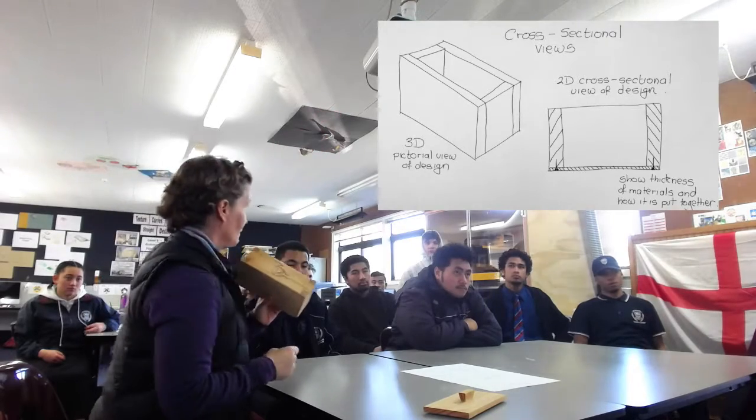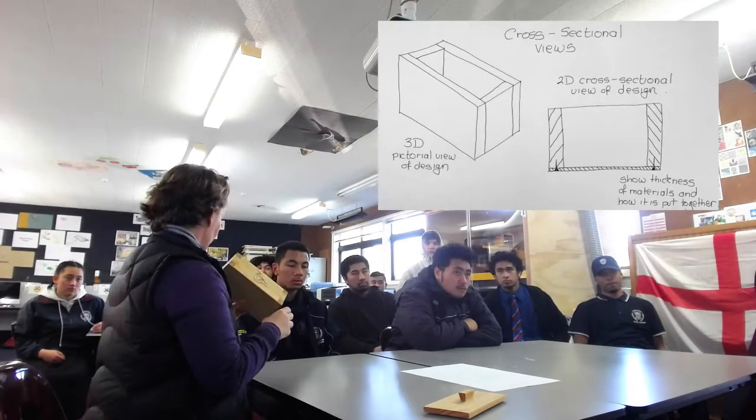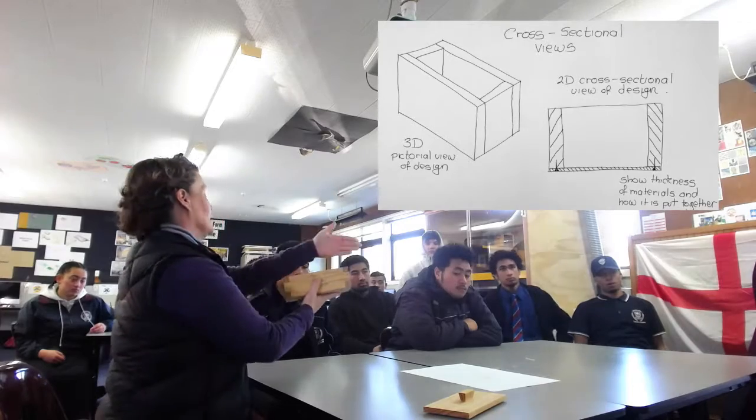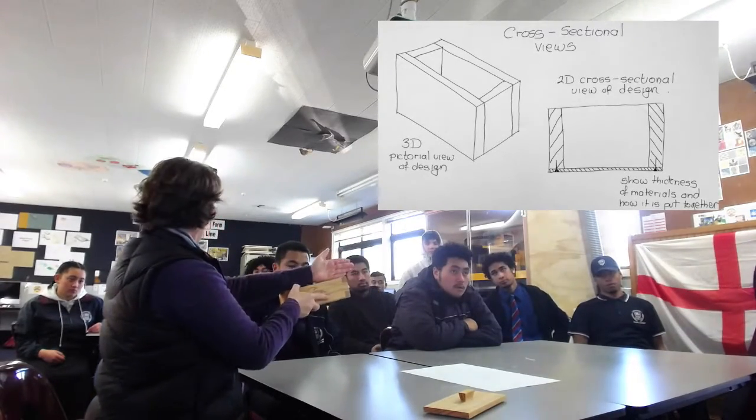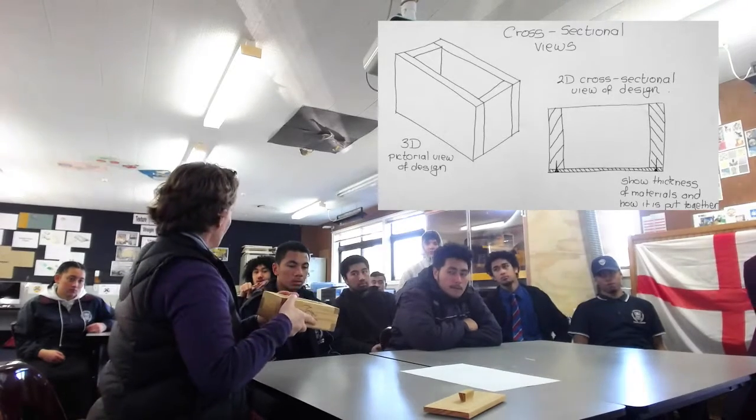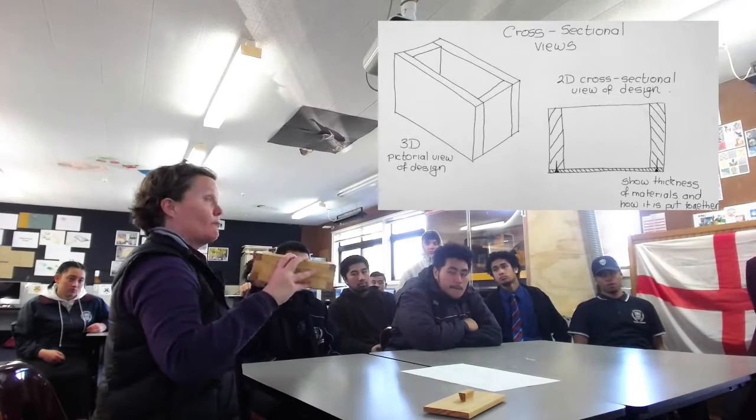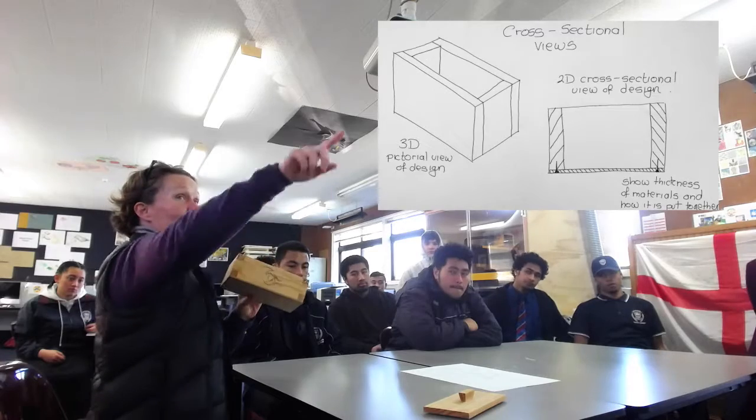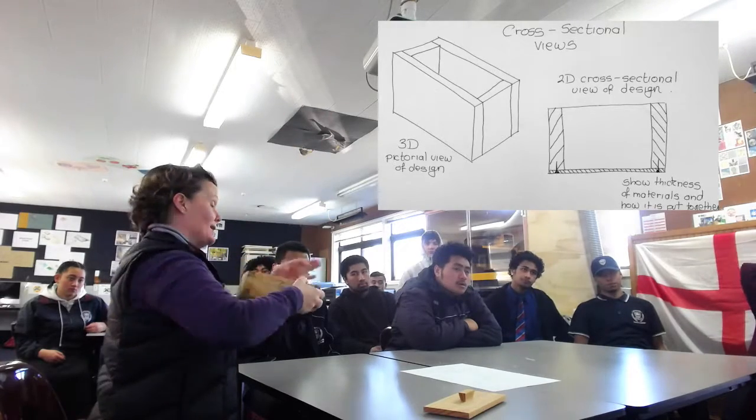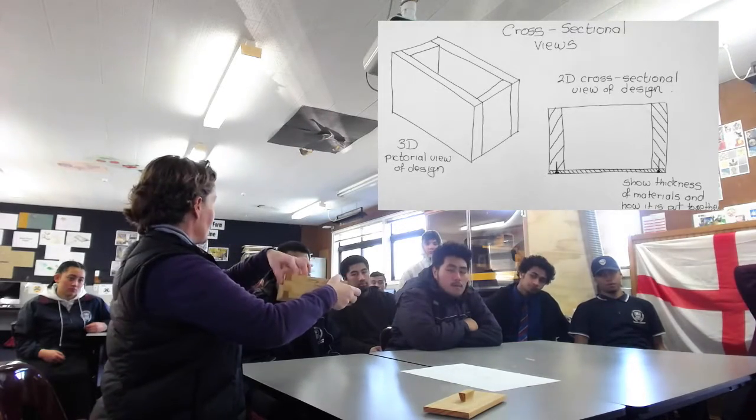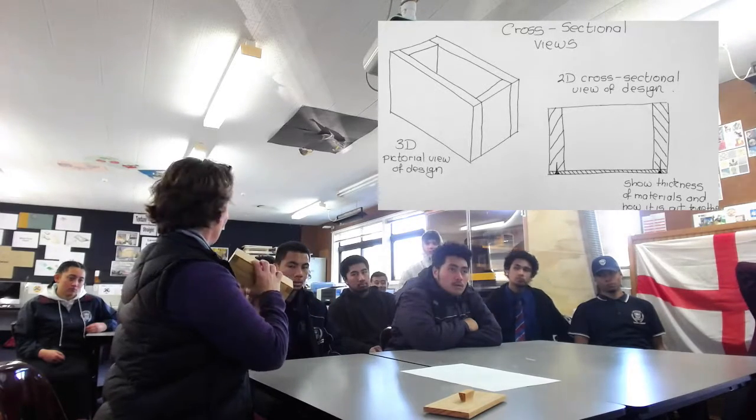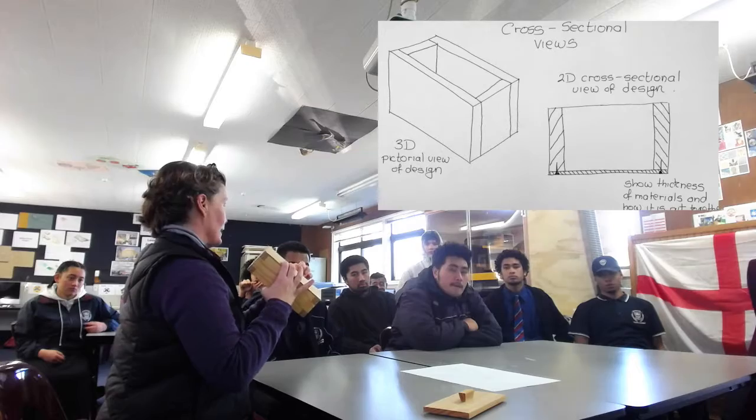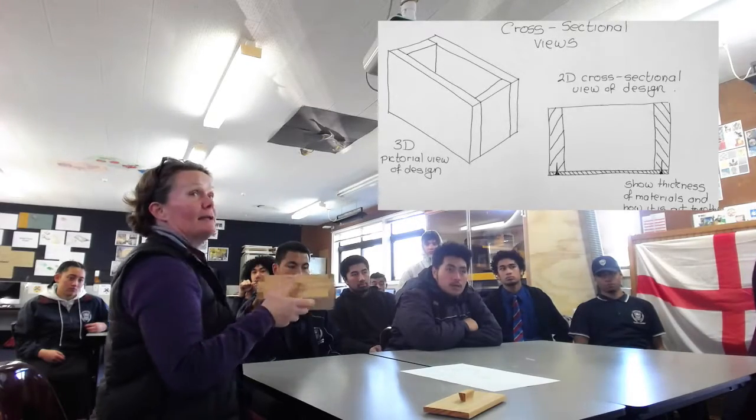Very bad drawing done by me with a pen yesterday. Then you imagine you've sliced it through on the bandsaw. So if I slice this box through on the bandsaw, what would you see? It would still be a rectangle, but you can see the thickness of these two end pieces of wood there, and you can see the thickness of the bottom, which is quite thin because it's just a piece of MDF.